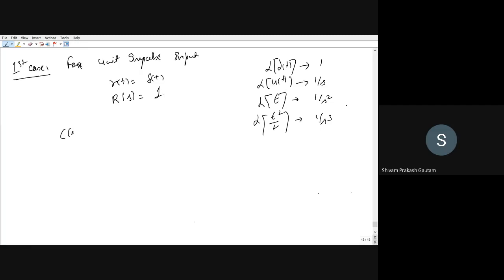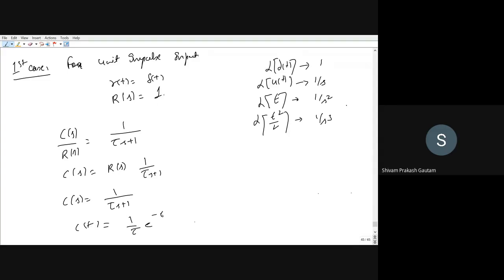Let me write down our C(s) upon R(s). First order system was 1 upon tau s plus 1. So C(s) will be equal to R(s) upon tau s plus 1. Now R(s) will be equal to 1 because it is unit impulse, so it will be simply 1 upon tau s plus 1. So c(t) will come out to be 1 upon tau e to the power minus t by tau. This is our c(t), right?